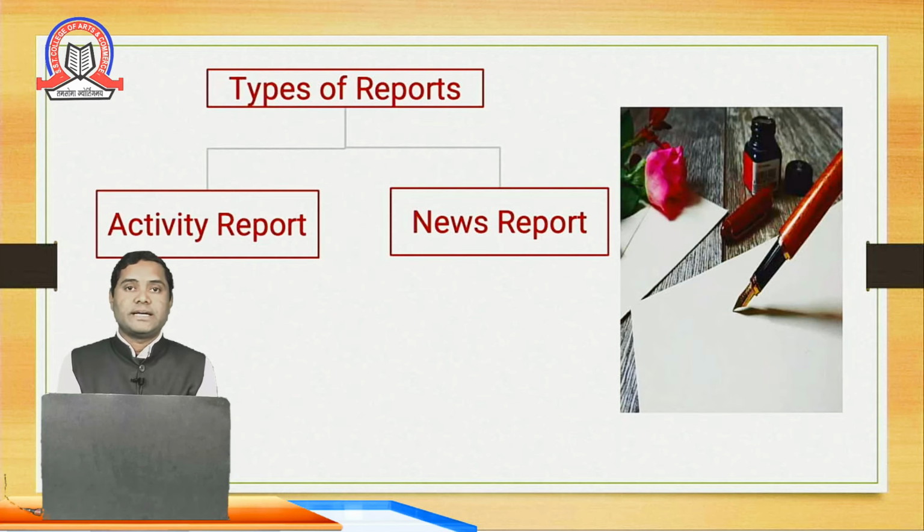Usually there are many types of reports we come across, but in this lecture we are going to deal with two types of report which are given in your syllabus. Those reports are, number one, the activity report, and number two, the news report. Apart from this, there are various other types of report, such as business reports, progress reports, annual general reports, and so many more. But here we are going to deal with these two types given in the syllabus.